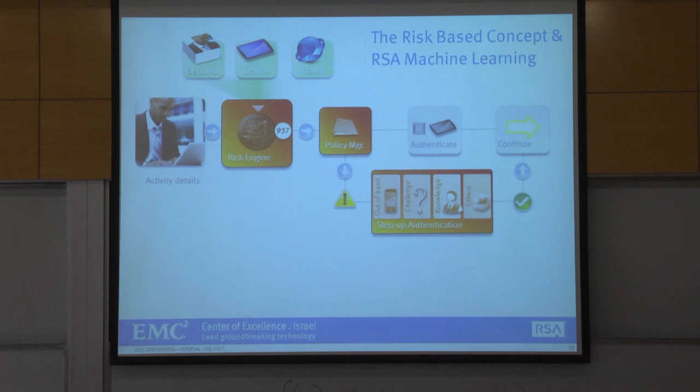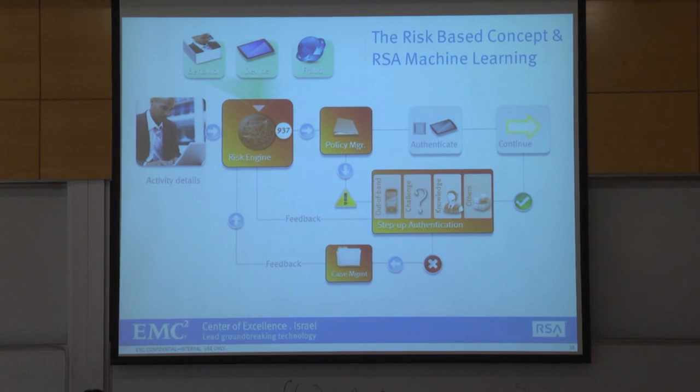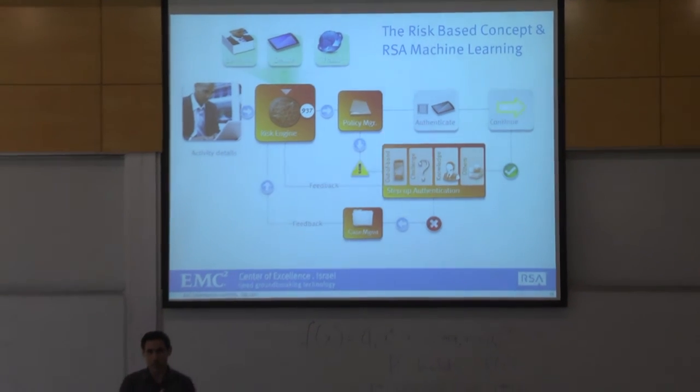And a lot of other stuff like this. And now there are two options. One is that you get authenticated, this is really you. You continue to the system. But we also get the feedback because it means that we were wrong and we want to understand why it happened and improve our model. And the other option is that you're not authenticated because you don't know the answer and then you're blocked.